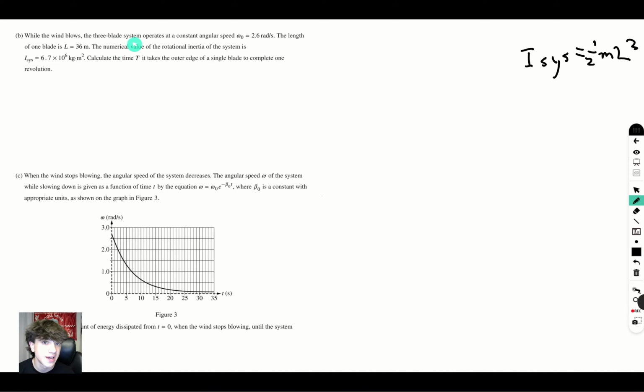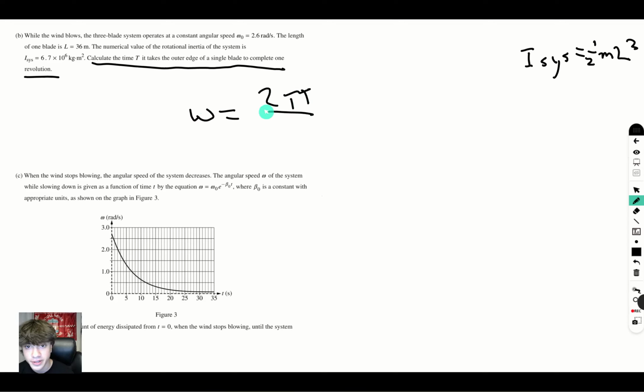Alright, part B is asking us to calculate the time t it takes for the edge of a single blade to complete one revolution when the angular speed is 2.6 radians per second. This is pretty simple. We know that omega can be written as 2 pi over a period, because it's the rotational speed and it is measured in how long it takes for one complete revolution, or 360 degrees, or 2 pi radians, to be completed.